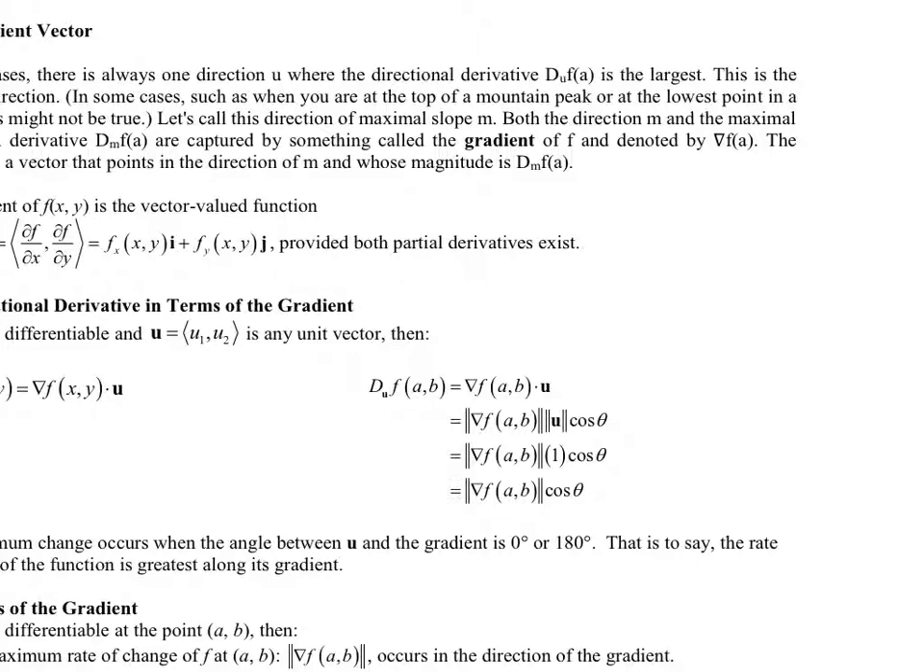In most cases, there's one direction u where the directional derivative is the largest. This is the uphill direction. But if you're at the top of the mountain, then that might not be true. You're thinking of surfaces. If you're at the top of the mountain, there would be no uphill from there. The only place you can go is downhill. So what happens is you end up with little micro movements from point to point as you move along a surface. So the gradient tells you the movement that involves the maximum rate of change, so the maximum slope.